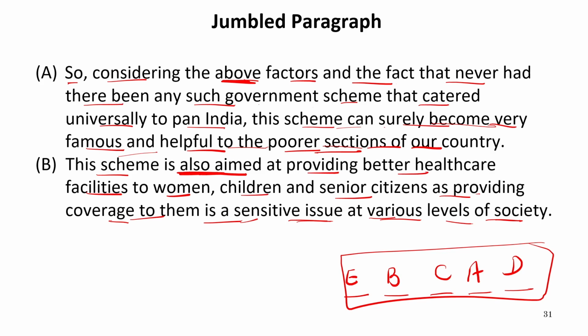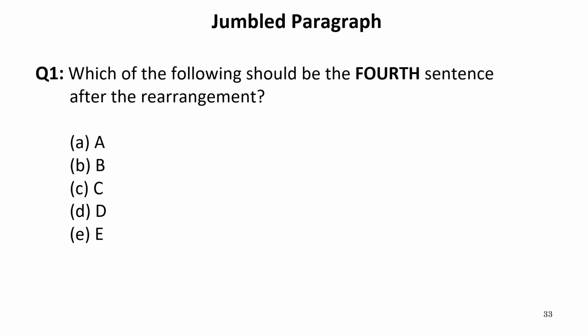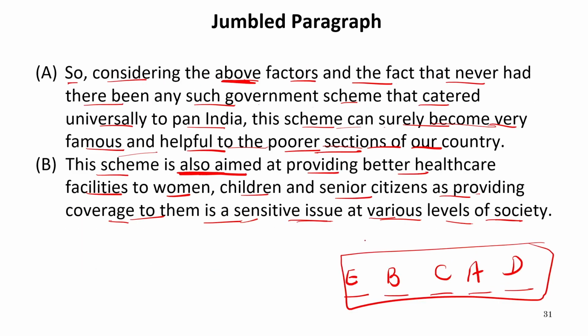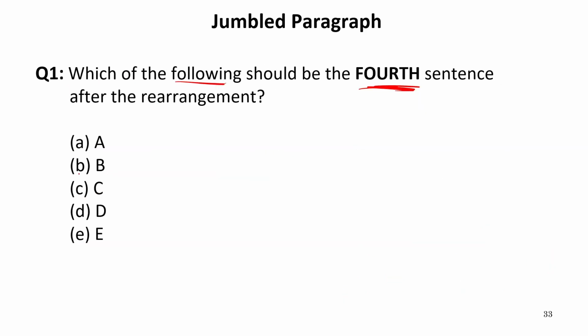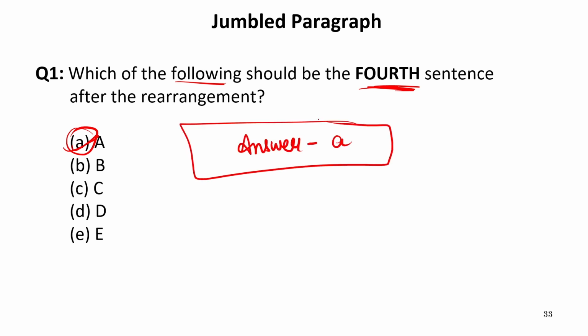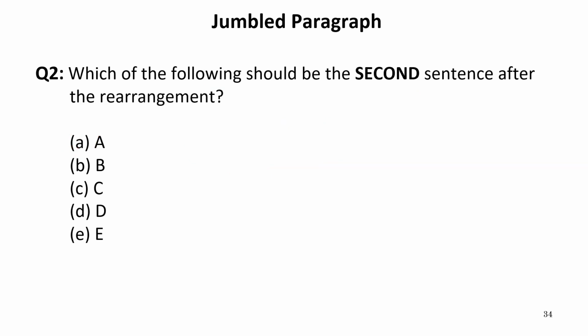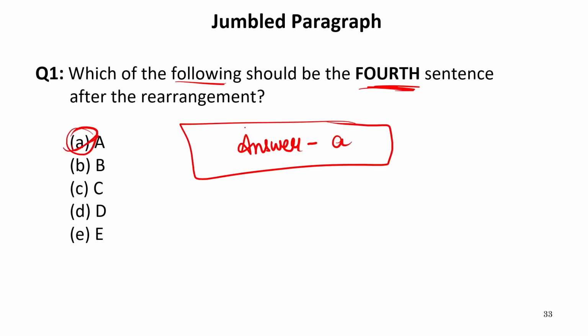Now let us see the questions one by one. First, which of the following should be the fourth sentence after the rearrangement? Now let us see the rearrangement. This is first, second, third, fourth, and fifth. We have been asked about the fourth sentence in the passage. So fourth sentence is A. Now let us see the options. A is given in option A. So our answer is A. This is very simple because the fourth sentence after rearrangement will be A. Now let us move to the next one.